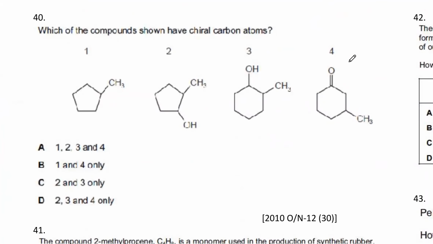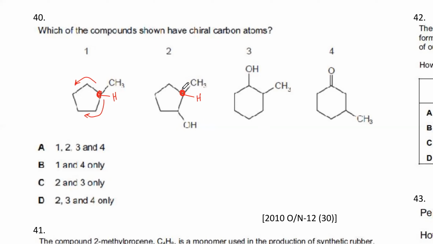Which of the compounds shown have a chiral carbon atom? What about the first one? Is this chiral? No, it's not going to be chiral. Why? Because both sides are exactly the same. What about this carbon atom? This has got an H. Is this chiral?